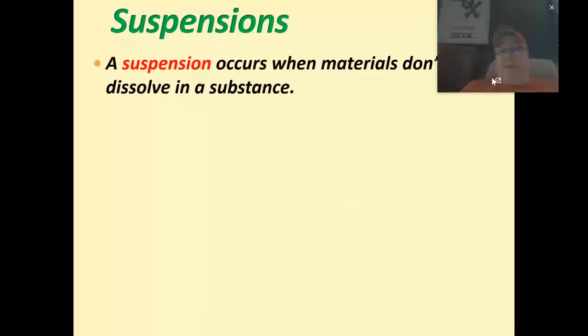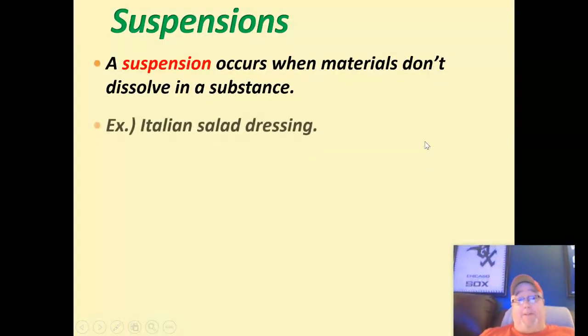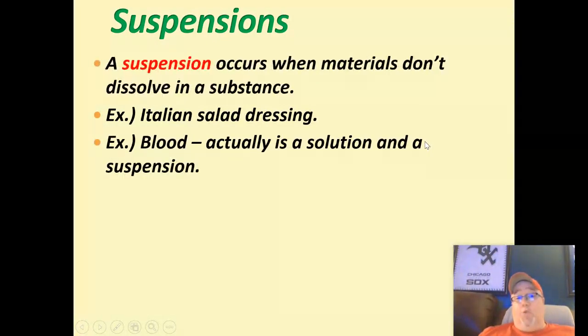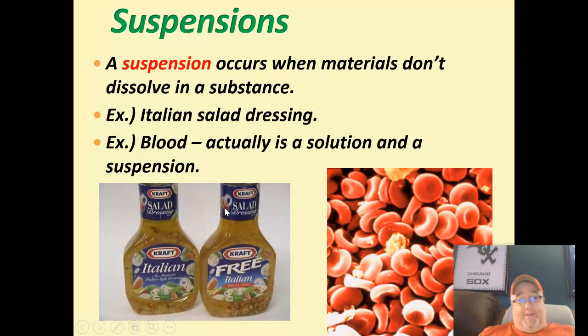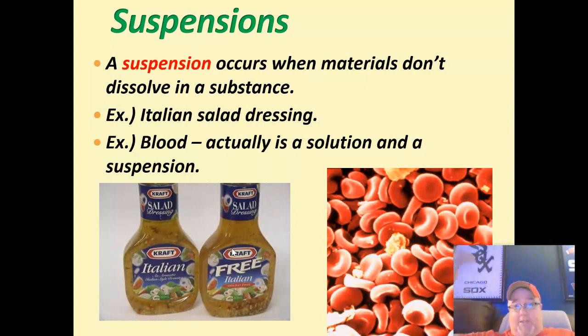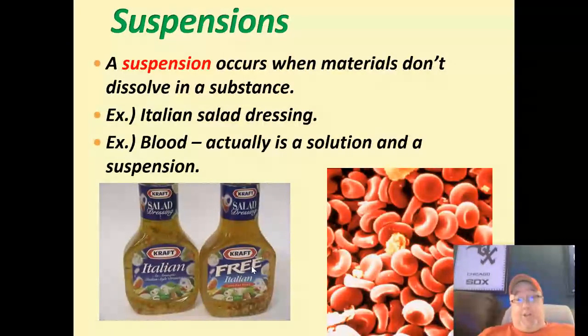The term suspension. This is an interesting one. A suspension happens when materials don't dissolve in a substance. One of the better examples that I can give you is Italian salad dressing. If you took a bottle of Italian dressing and shook it up, you'd see all those things floating around, or they're suspended inside of it. That's a suspension. That means those materials are not dissolving in that liquid. So Italian salad dressing is a good example of a suspension.